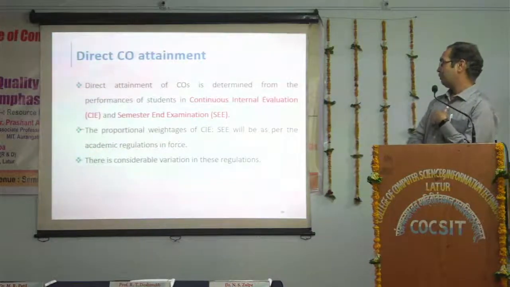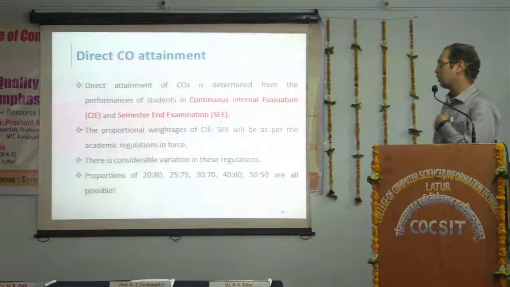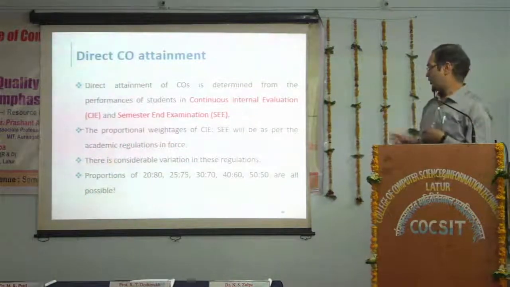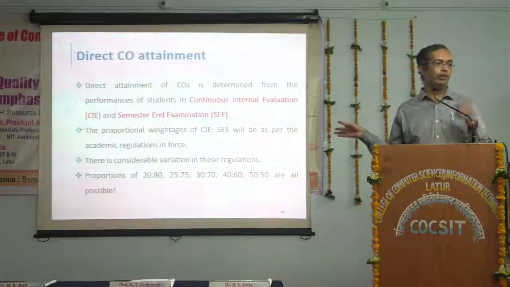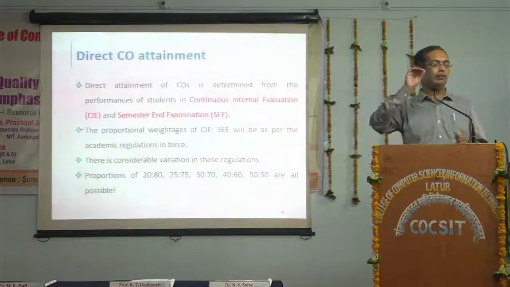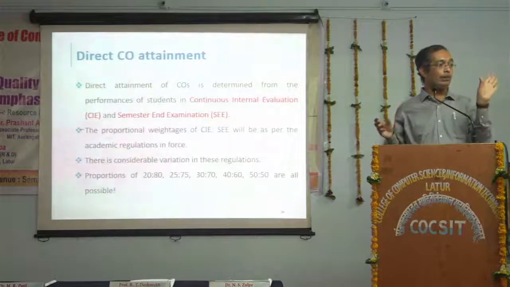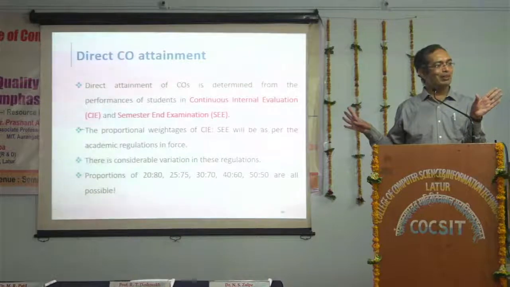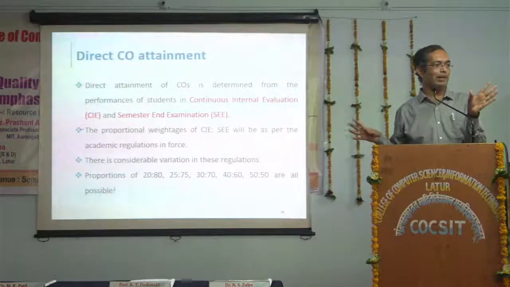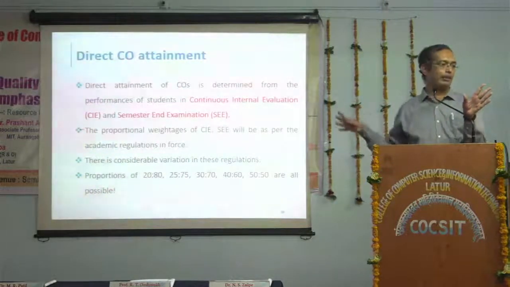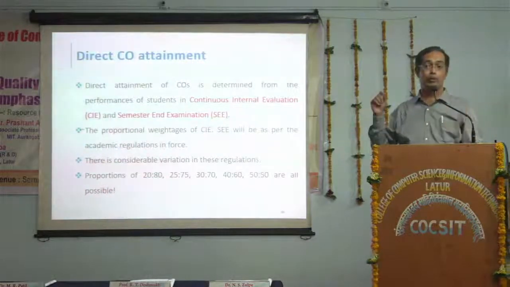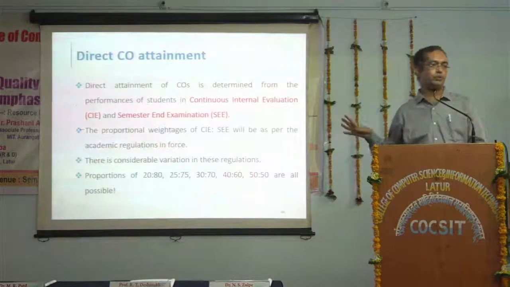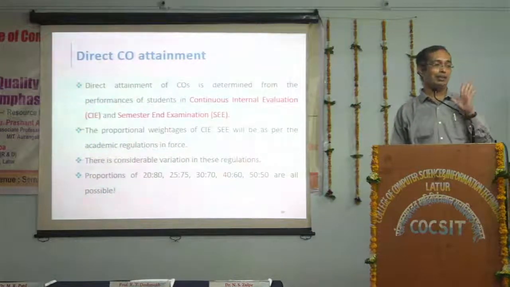So there is considerable variation in these regulations, and the proportion may change. In some places you have 20, 80 to 50. So if you have 100 marks total and only 20 marks are allocated for internal evaluation, use 20, 80. If 30 marks are allocated, in percentage I am saying, marks may vary, say 30, 70. So depending upon how much weightage you have given for your continuous internal evaluation, you can decide the proportions, right? So this is very much required while doing that.